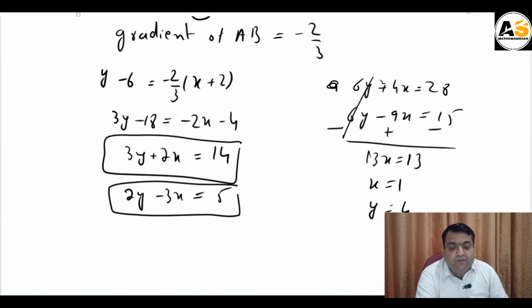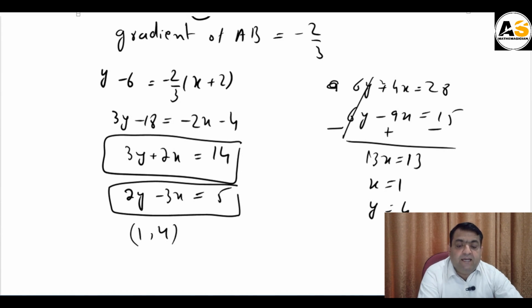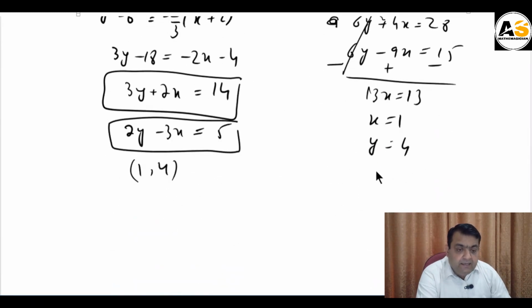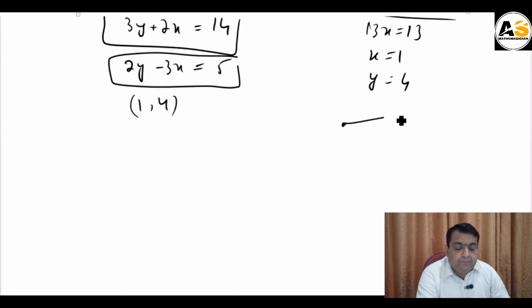So what is 1, 4? 1, 4 is basically the point of intersection of AB and the perpendicular bisector. This is line AB. This is the line perpendicular bisector. Their intersection point is 1, 4.